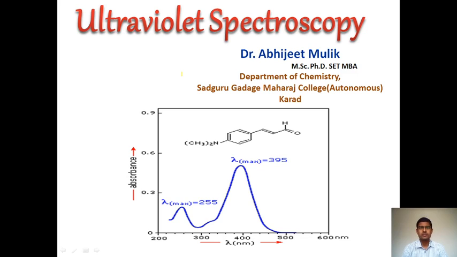In the last lecture, we have seen an introduction to spectroscopy, what is electromagnetic radiation, what is the electromagnetic spectrum, and the effect of these electromagnetic radiations on matter. In this video, we will see the first basic tool of organic spectroscopy, that is ultraviolet spectroscopy. The first slide shows the image of an ultraviolet spectrum. On the y-axis it is absorbance, on the x-axis it is wavelength in nanometers, and the lambda max is 395.